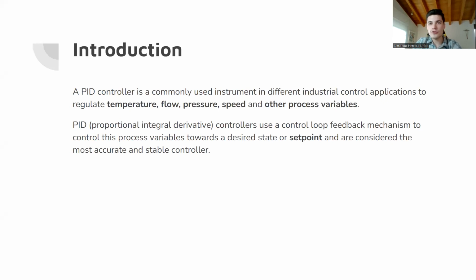So first of all, a brief introduction about PID controllers. Basically, a PID controller is a very useful tool to be implemented in different systems in order to control process variables. These process variables can differ between systems, and they are temperature, flow, pressure, or speed in most cases. The PID, which stands for proportional integral derivative, is able to create a control loop feedback mechanism that will provide information and allow the PID controller to change its process variables and move them towards a set point.